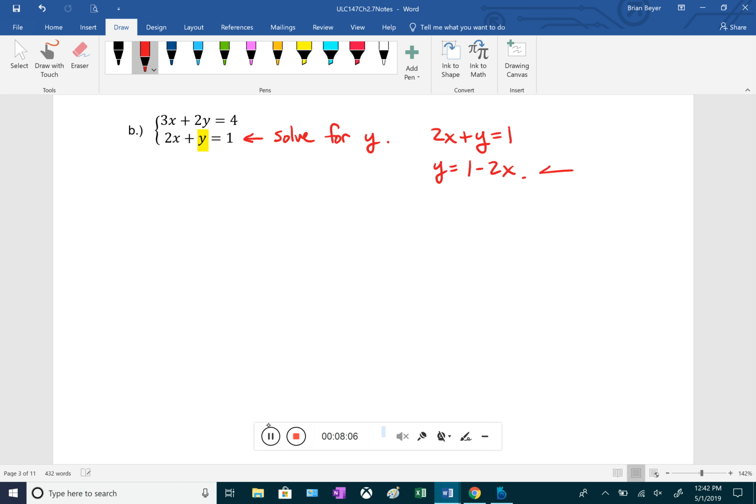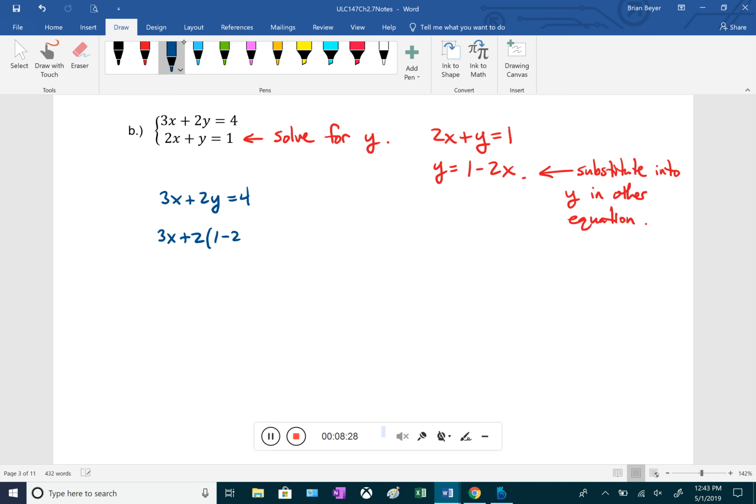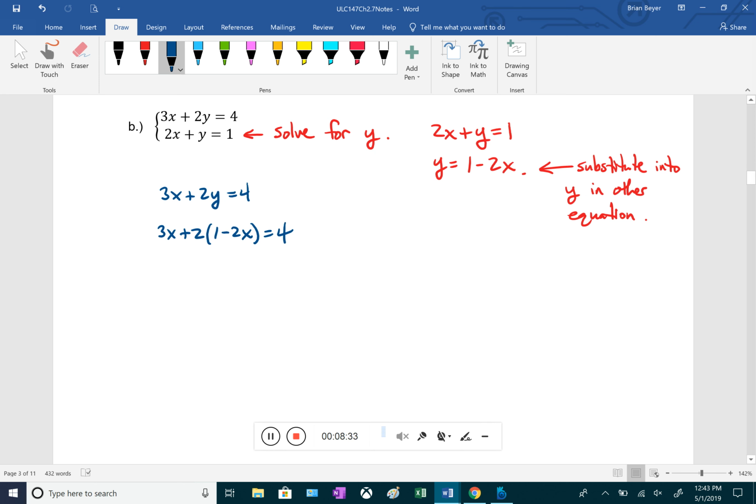And now we're going to take this and plug into the other equation into the y. So we're going to take that and plug it into this y in the other equation. So starting with 3x plus 2y equals 4, plugging in for y, it becomes 3x plus 2 times (1 minus 2x) equals 4. Now we have one equation, one variable, so we can solve for x.